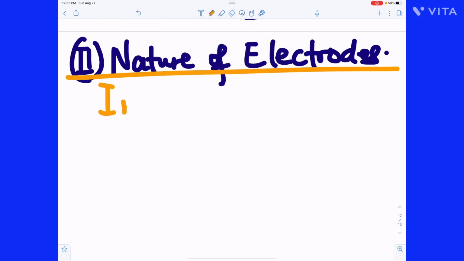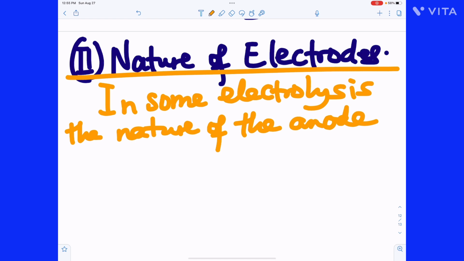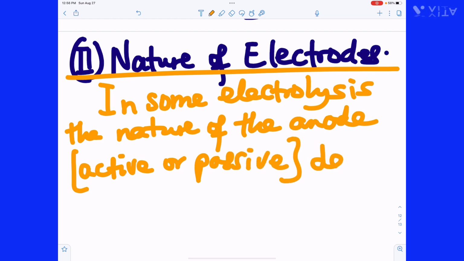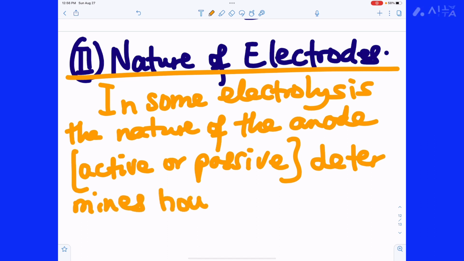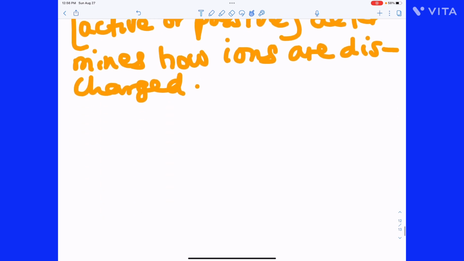In some electrolysis, the nature of the anode, whether it is active or passive, determines how ions are discharged in the electrolysis.